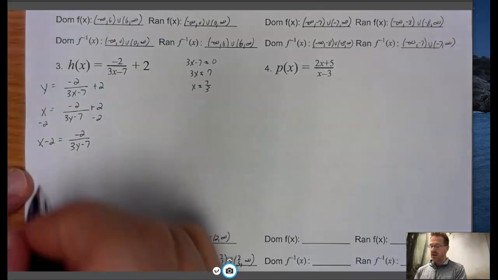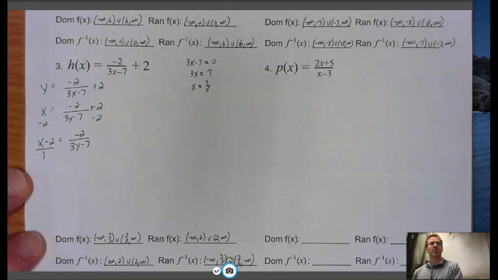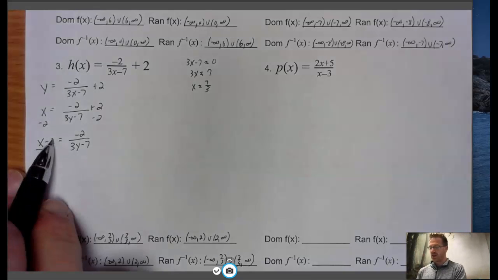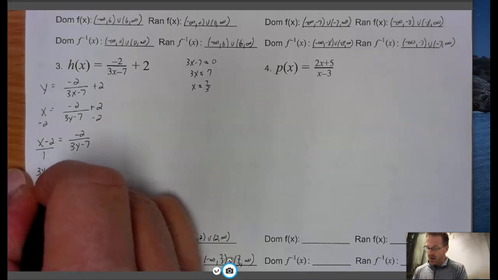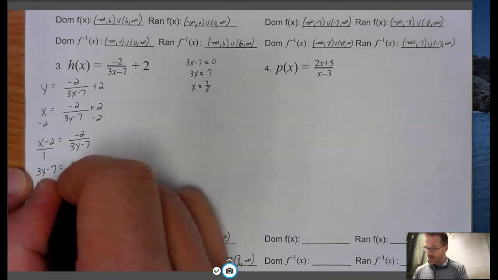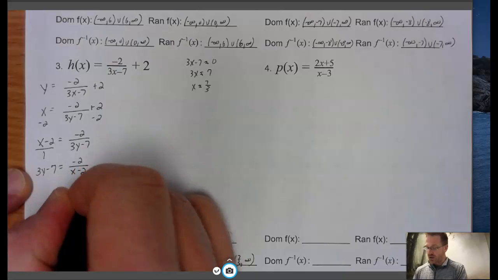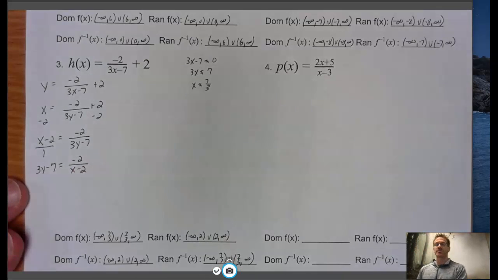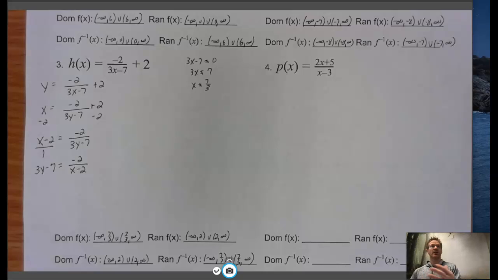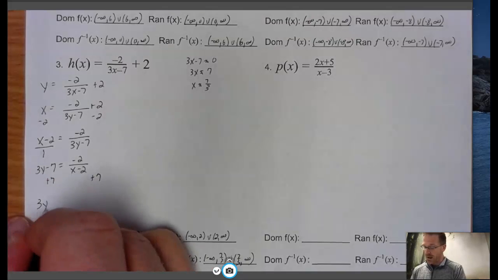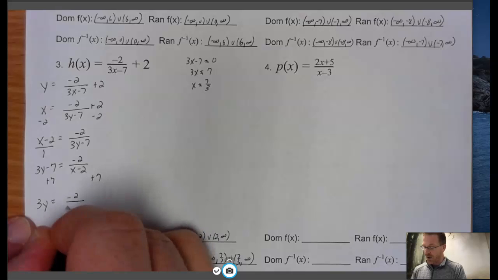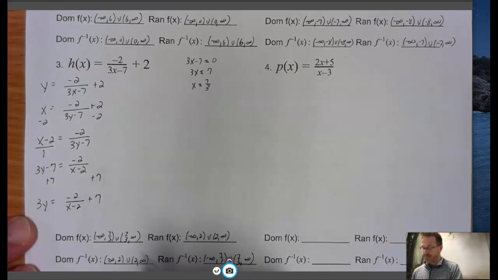And once again, we get into this idea of that proportion. So we can use that property of proportions. We can switch these two guys. So I get 3y minus 7 equals -2 over x minus 2. Now notice we get into a little bit more solving, so we have a little bit more complexity here. We still need to add 7 first, much like we did in the last one. So I get 3y equals -2 over x minus 2 plus 7.